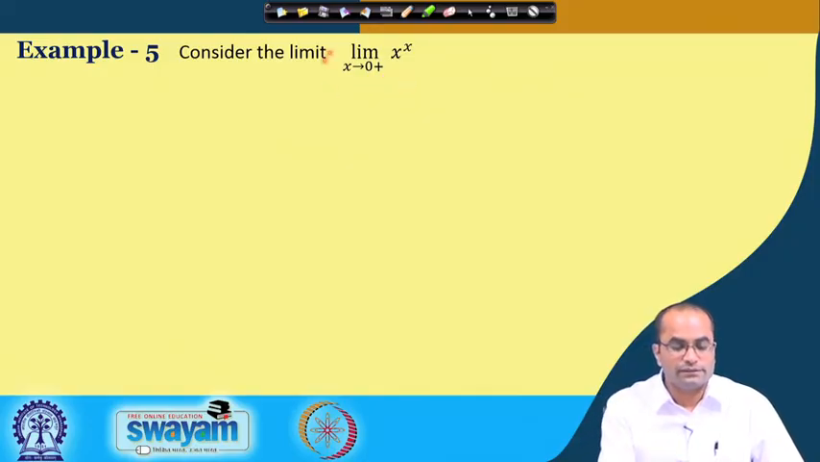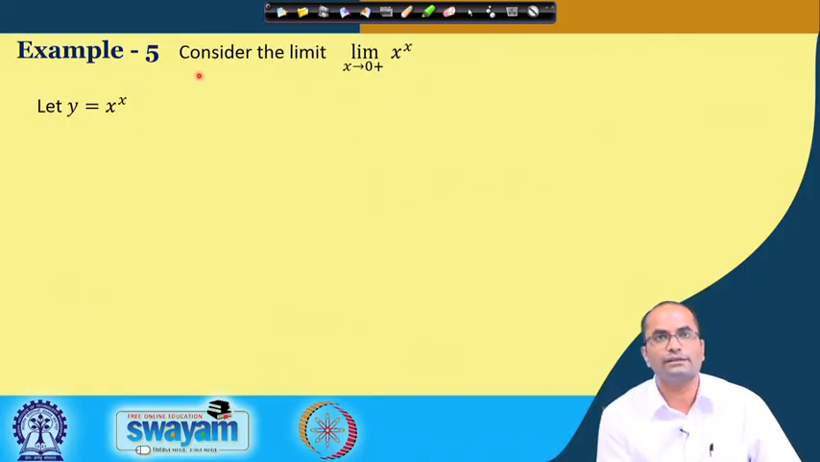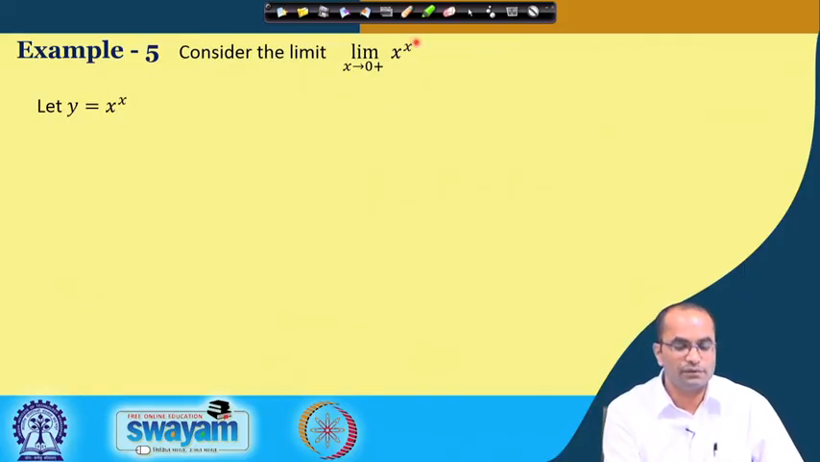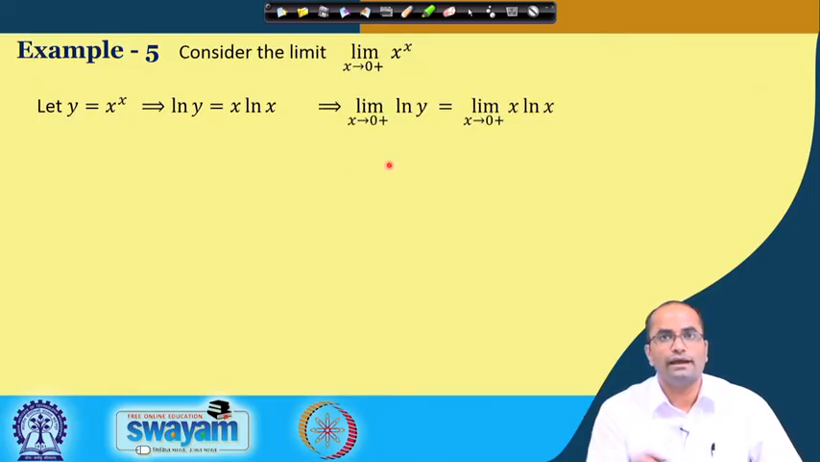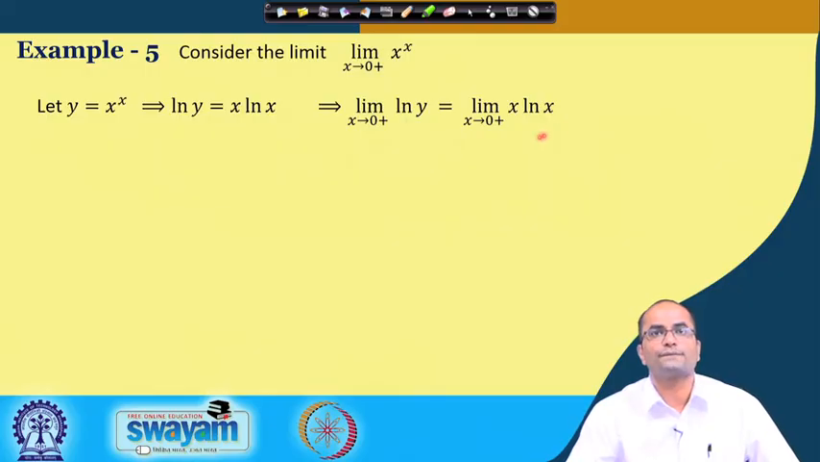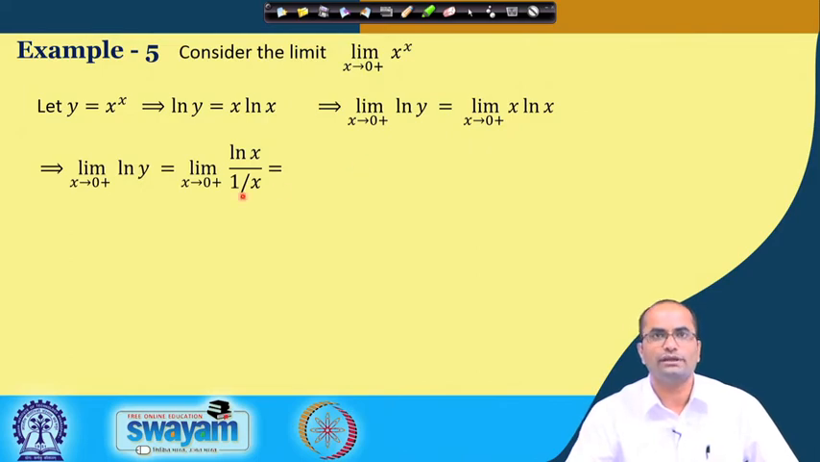So, in this case, as discussed before, we will take y = x^x. We will assume this x^x as y and then take the logarithm here. So, log y will become x ln x, and in this case, we have the limit now of x ln x.